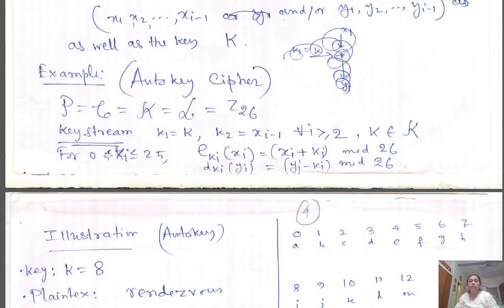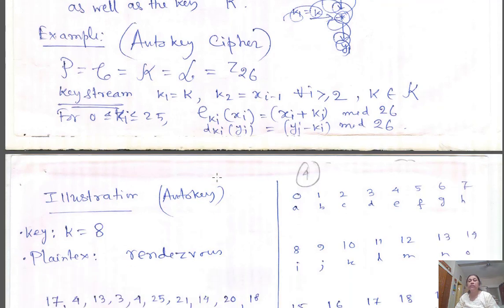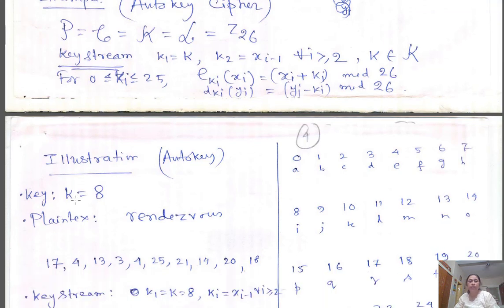Encryption is simply addition of the plain text digit and the key stream digit modulo 26, and your decryption is simply the reverse: subtraction, the cipher text digit minus the corresponding key stream digit. So one illustration: suppose your key is 8 and your plain text is this one. Corresponding to this plain text, you can encode it in a sequence of integers.